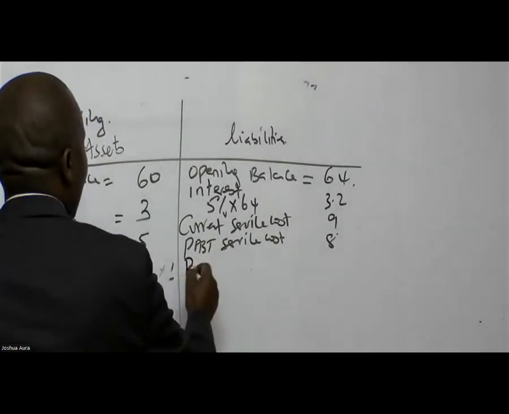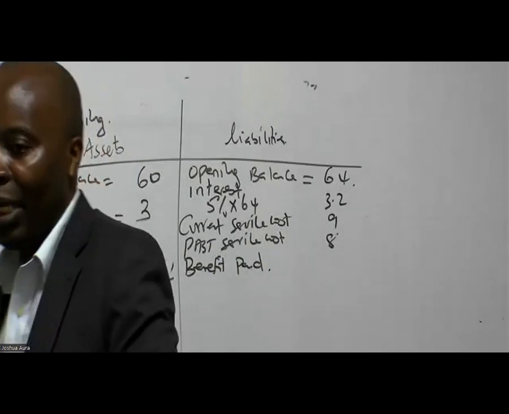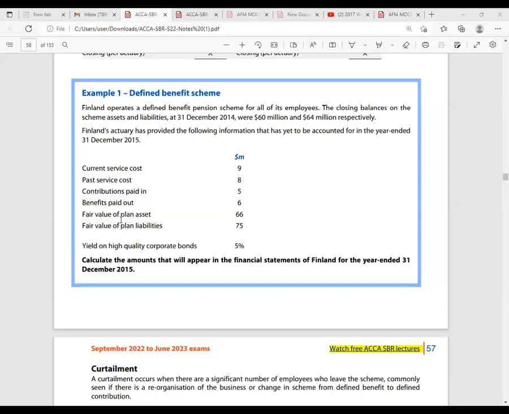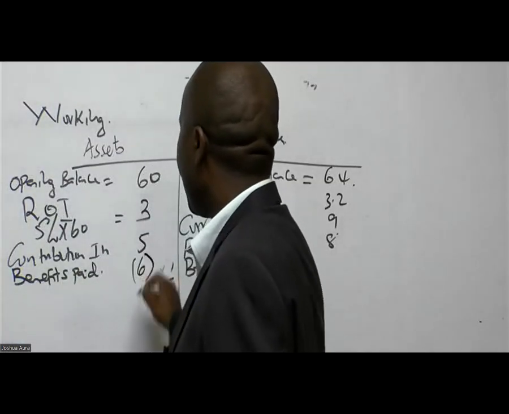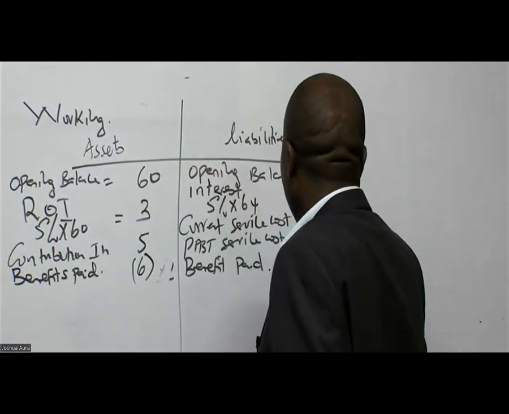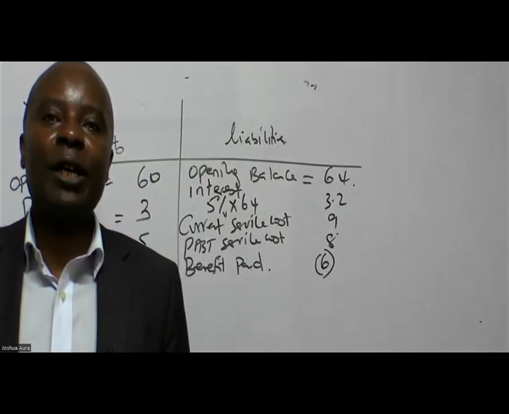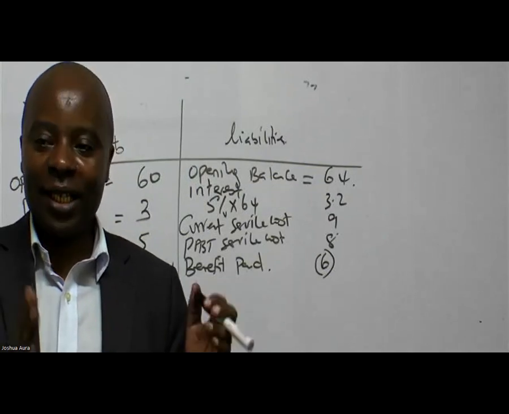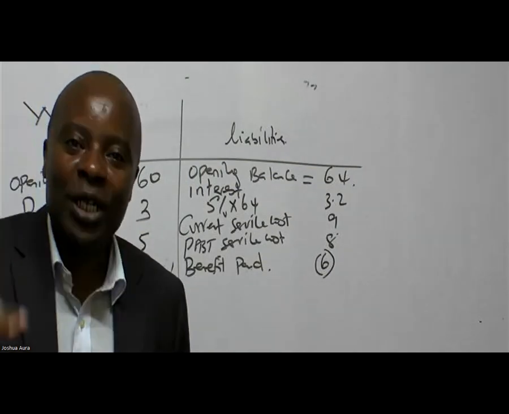So we have benefits paid here, and it appears in both assets and what here? Liabilities. So benefits paid, it is 6. It's a deduction, I'll deduct, and I'll also come here and deduct like that. Remember, when I pay my pensioners, what happens? My liability goes down as well. So the asset, because of the cash, will be going down, and the liabilities will also go down.